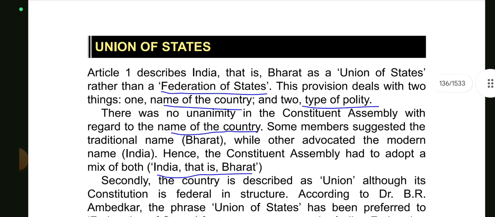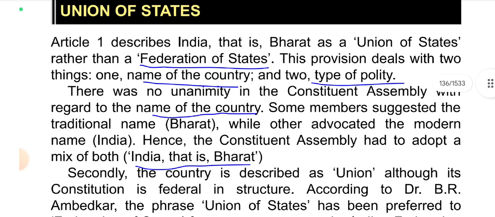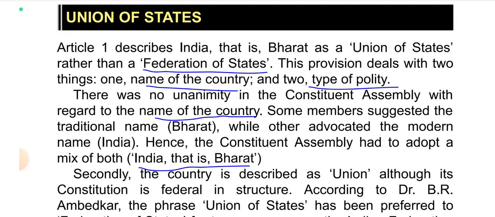Union of States. Article 1 describes India, that is Bharat, as a union of states rather than a federation of states. This provision deals with two things: one, name of the country, and two, type of polity. There was no unanimity in the Constituent Assembly with regard to the name of the country. Some members suggested the traditional name Bharat, और ये डिबेट रिसेंटली भी चल रहा था, तो ठीक है। While other advocated the modern name India, hence the Constituent Assembly had to adopt a mix of both India, that is Bharat.